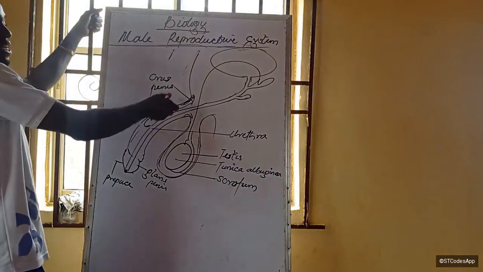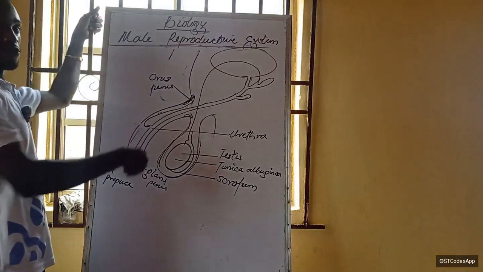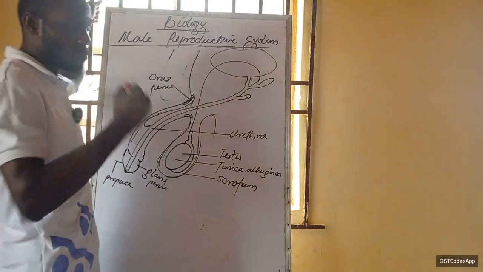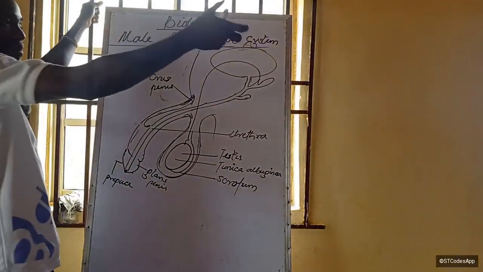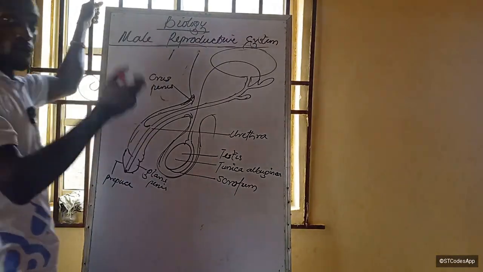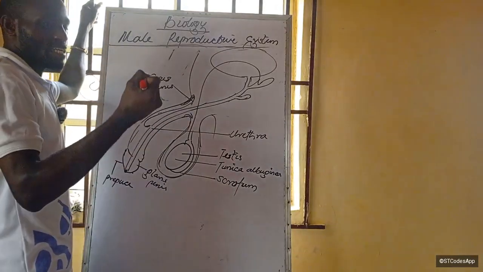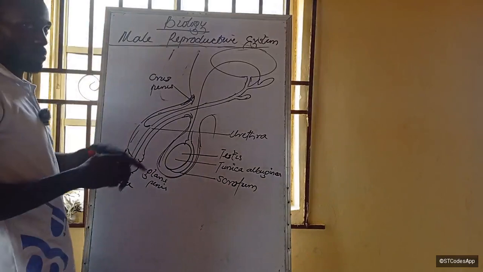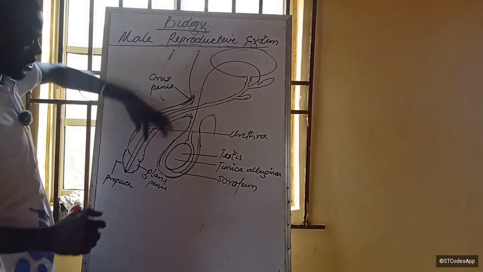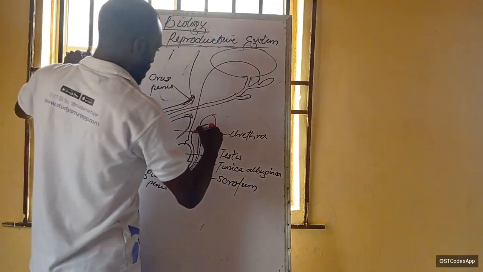This is richly provided with blood vessels, and it gets hardened. It hardens by the inflow of blood. By blood supply, that is how the erection occurs. Blood flows into the blood vessels that are here, and it becomes hard.